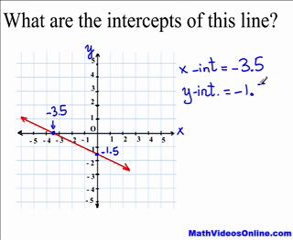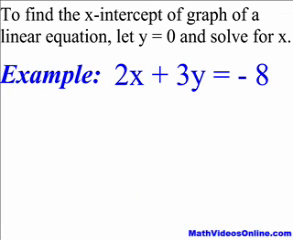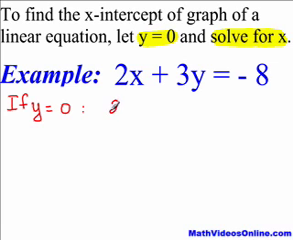We can also find the x and y-intercept without having any information about the graph. For instance, if you know the equation, to find the x-intercept, let y equal 0, replace y with 0 in the initial equation, and then find x.